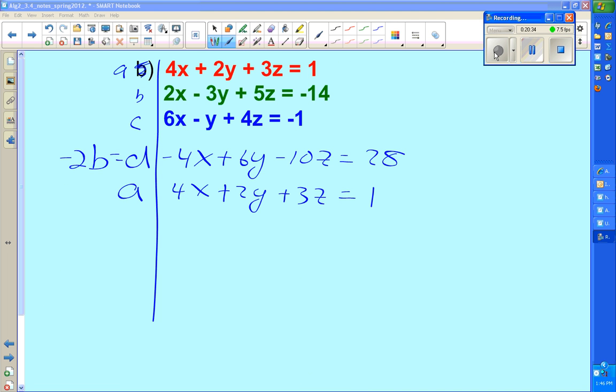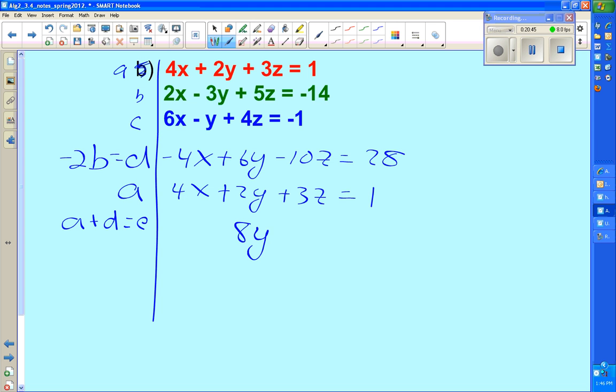Write them down so you don't get a carryover mistake. When we add A and D, the x's are gone. You have your 8y, you have minus 7z, and you get 29. So there's your first equation that only has 2 variables in it. That's your first step accomplished. Now you have to go back up and use equation C with either A or B, and it's going to be easier to use with B.